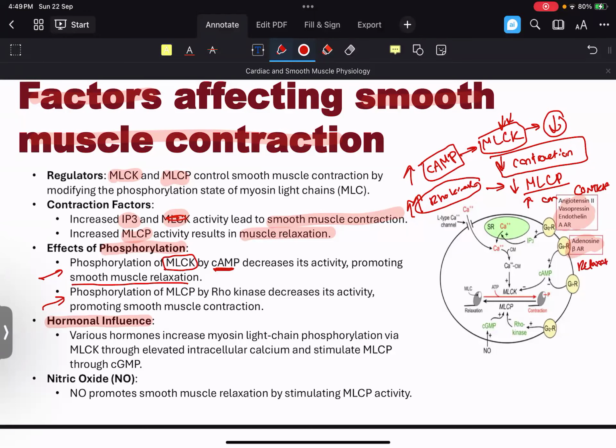And how exactly does it cause contraction and relaxation? These four will go and act on the IP3 receptor and cause more calcium to release, and then that's going to cause more contractions. Whereas these two are going to go and increase the cAMP, and as I said, cAMP will inactivate or inhibit the MLCK, which means less contraction. Is that clear to everyone? Because I think you just have to memorize them.